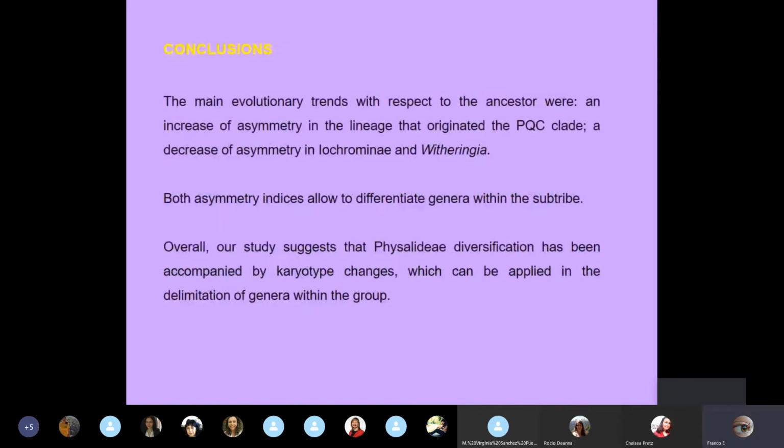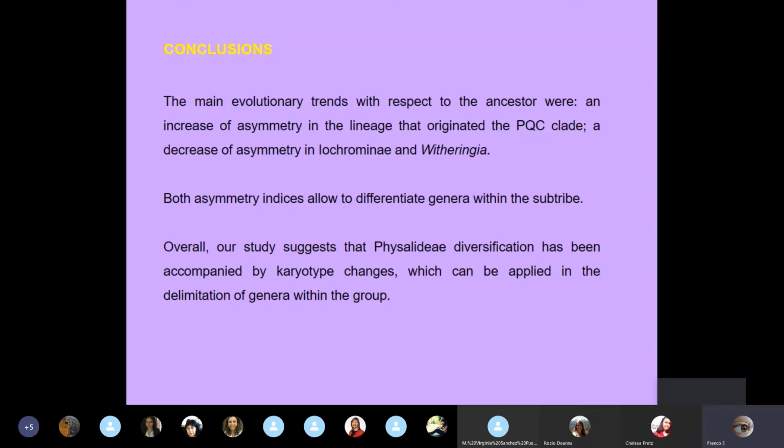So as conclusions, the main evolutionary trends with respect to the ancestor were an increase of asymmetry in the lineage that originated the PCQ clade, and a decrease of asymmetry in Iochrominae and Witheringia. Both asymmetry indices allow us to differentiate genera within the subtribe. Overall, our studies suggest that Physalideae diversification has been accompanied by karyotype changes which can be applied in the delimitation of genera within the group.